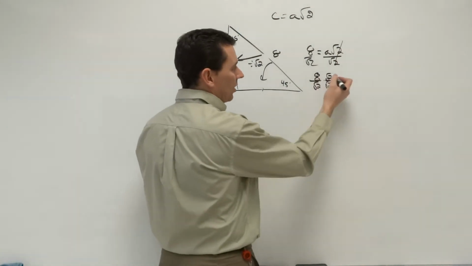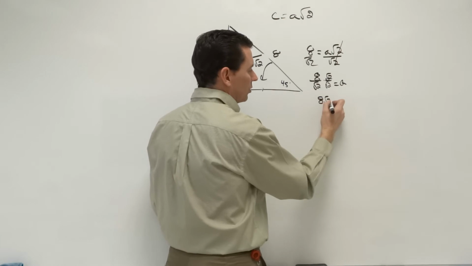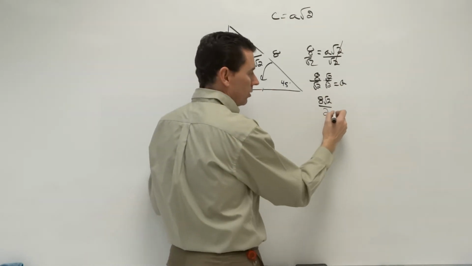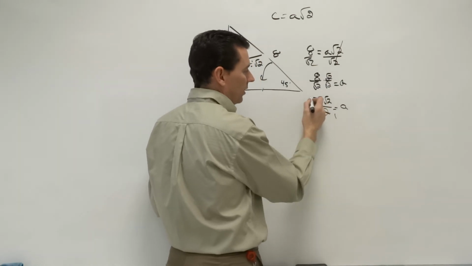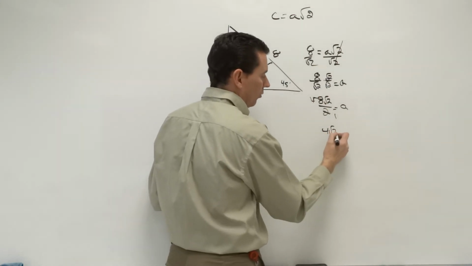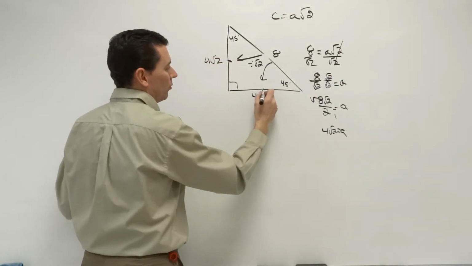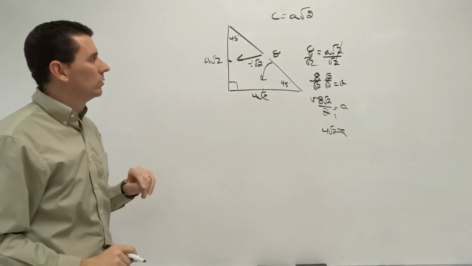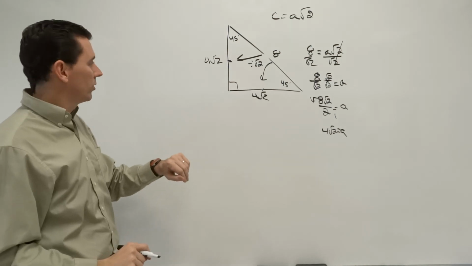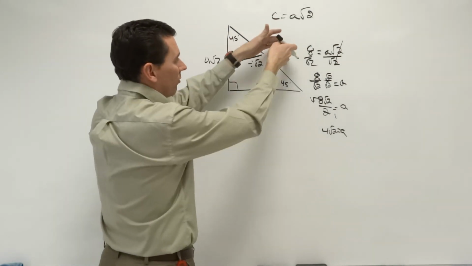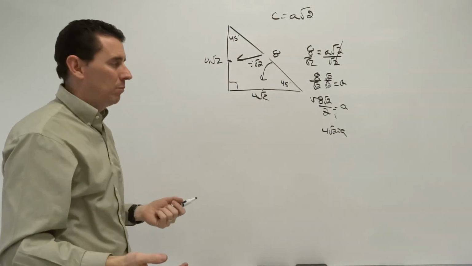So now, 8 times root 2 is going to give me 8 root 2. Root 2 times root 2 is going to give me 2. And then that simplifies, right, to 4 root 2. If this leg's 4 root 2, guess what the other leg is: 4 root 2. So again, knowing the special properties of the 45, 45, 90, going from the legs to the hypotenuse or from the hypotenuse back to the leg can be done rather quickly.